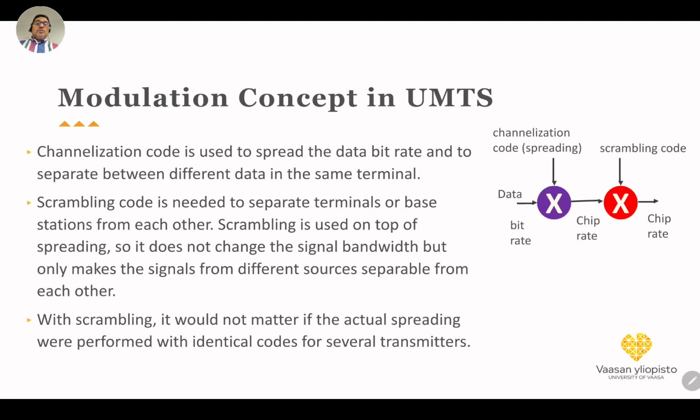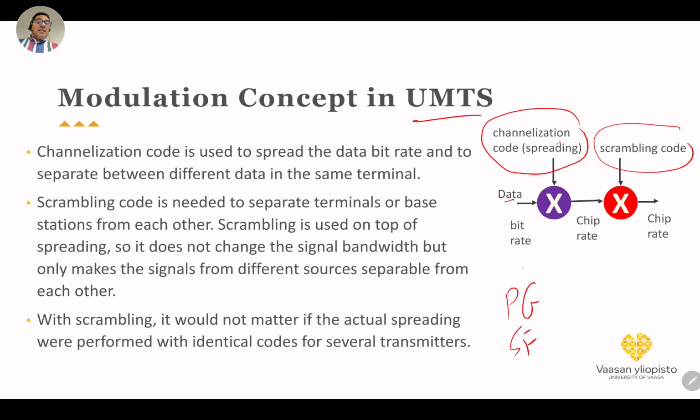The idea of modulation, as we said, is based on spreading, or the multiplication by the spreading code. Actually, we have two spreading codes in UMTS. One is called the channelization code, and then we have the scrambling code. The processing gain or the spreading factor is done in the channelization code.